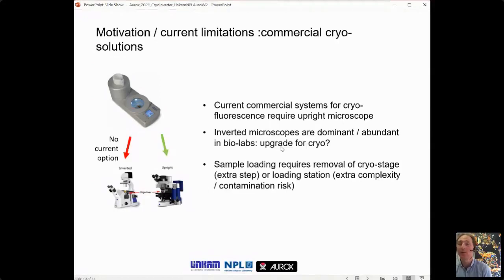However, most biolabs have inverted systems, and it would be nice to make the technique more widely available by integrating standard cryo stages to inverted systems.